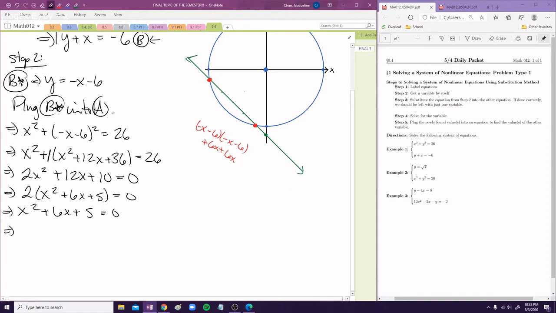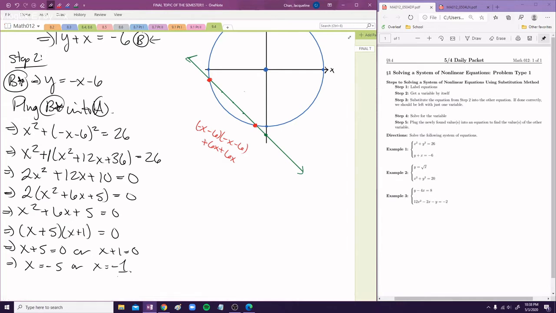Right. When I factor this, it can be factored into (x + 5)(x + 1). When I FOIL it out, I will get x squared plus 6x plus 5. And now we're going to use the zero product property. So x plus 5 is equal to 0, or x plus 1 is equal to 0. Therefore we get x is equal to negative 5, or x is equal to negative 1. Right? And that is step 4.